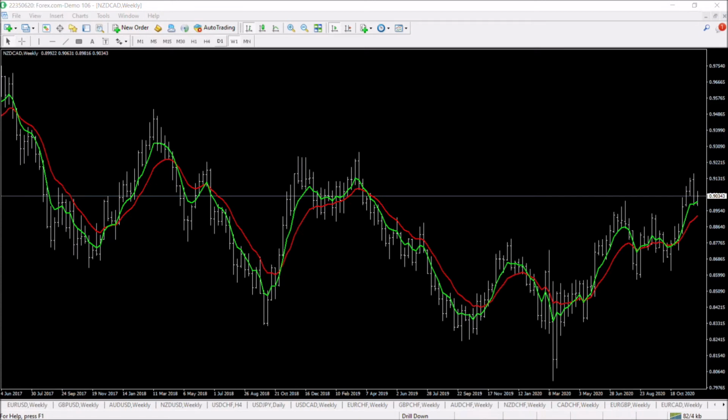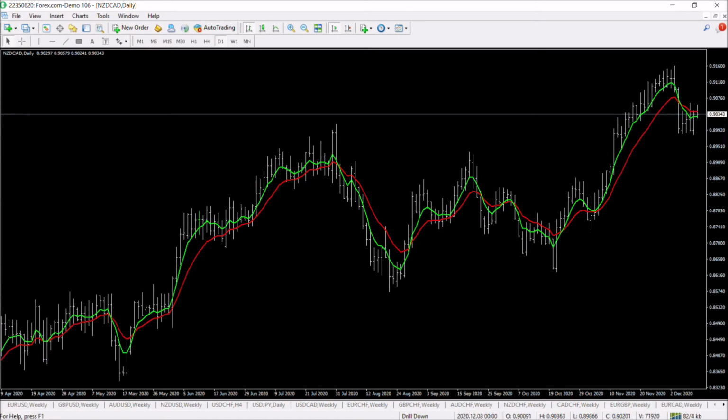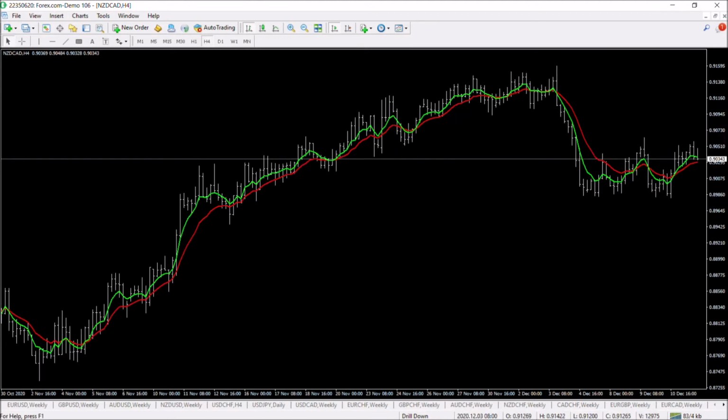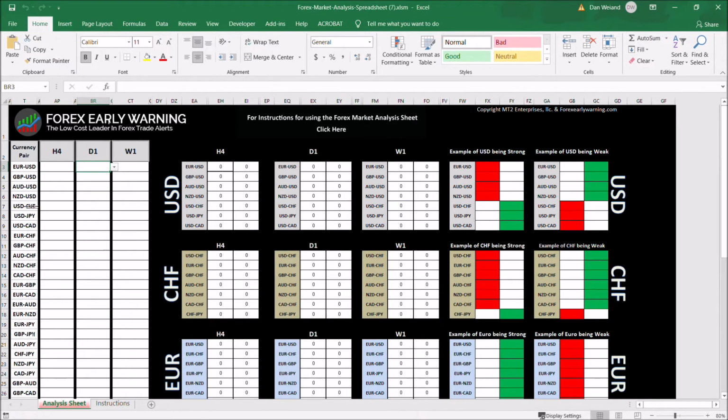We're going to go to the daily, and this is pointing sideways, so there's no trend. 4 hour is going sideways as well, so it's no trend. So we'd simply go back to our sheet. We had an uptrend. You can see how it auto-populates in 2 areas. It's splitting this pair in half. It's putting this information in the USD section and the Euro section.